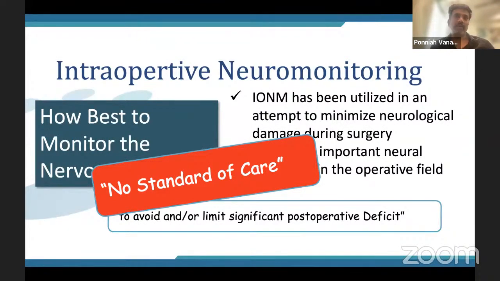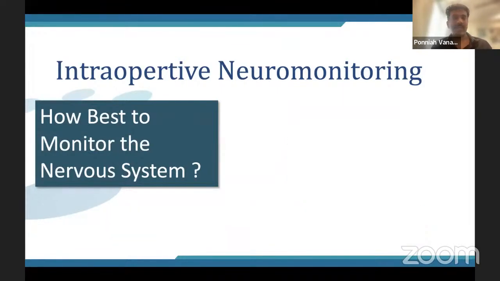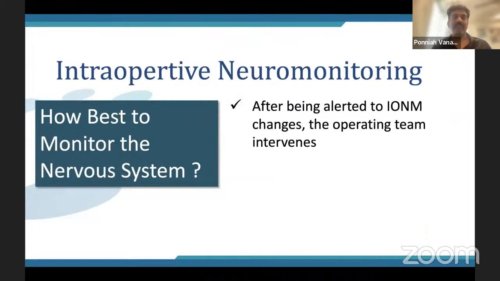Is it the standard of care? No. Without intraoperative monitoring, can we not do the surgery? No, it has not yet become the standard of care, but it is one such monitoring where we can get information and avoid a postoperative neurological deficit. The standard hemodynamic monitoring is the basics that we should not forget. Whatever neuromonitoring you employ, if your standard hemodynamics are unstable, or we don't have the basics of anesthesia and intraoperative hemodynamic stability, then the whole thing will get compromised. So that is the basics.